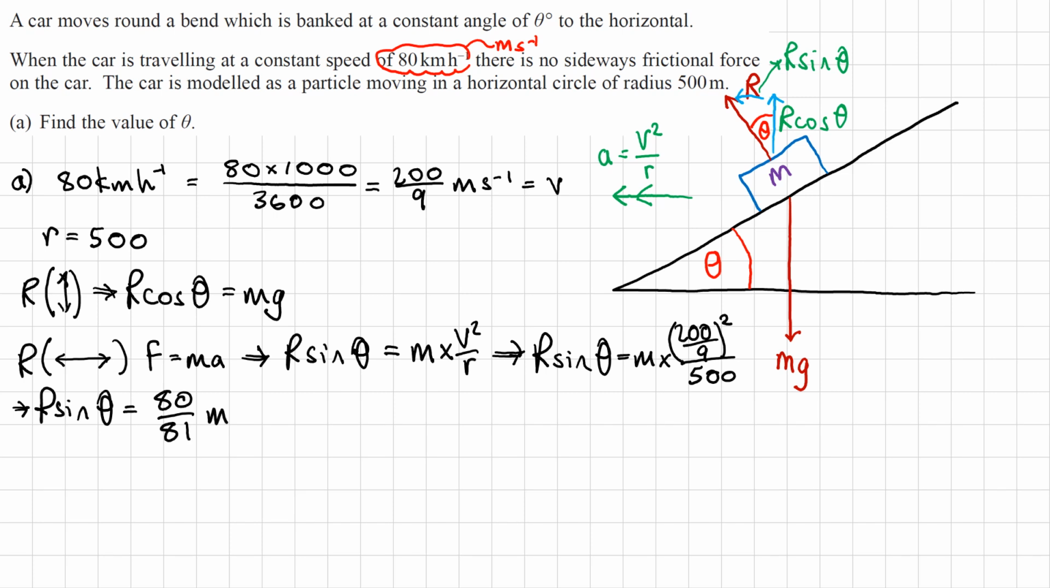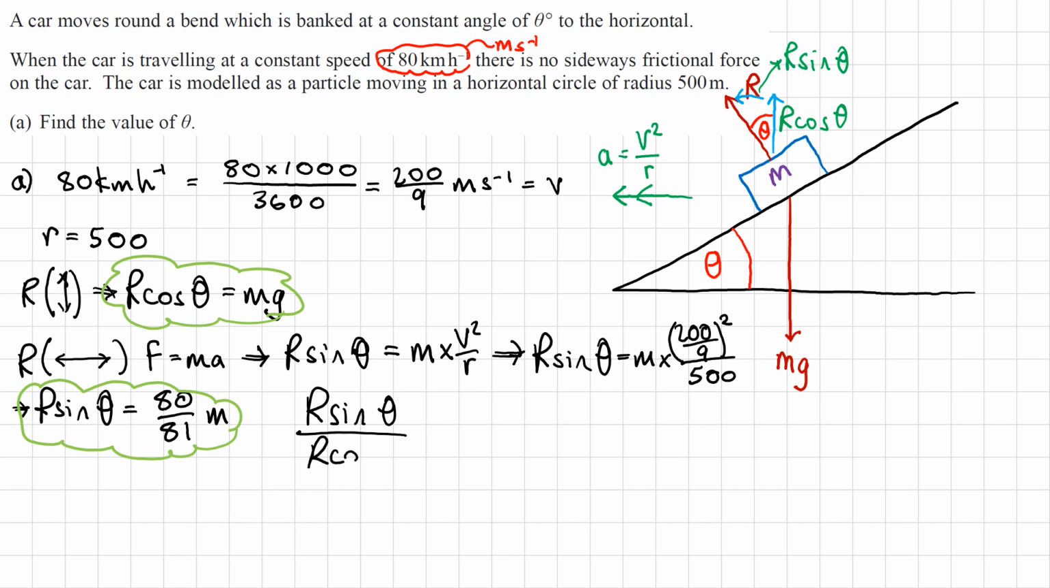So I can take my two equations here, they are sine theta, they are cos theta. I can divide one by the other to find tan theta. So let me write it out in full first. So I'll have R sine theta over R cos theta is going to be equal to 80 over 81 m over mg.